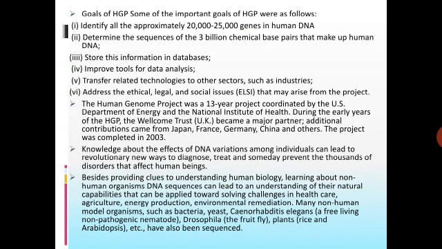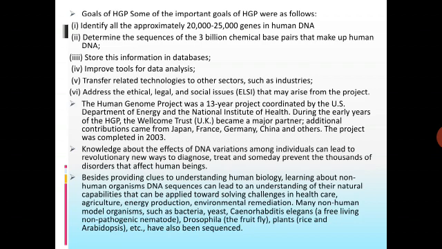Goals of the Human Genome Project. Some of the important goals are as follows. Identify all the approximately 20,000 to 25,000 genes in human DNA. Determine the sequences of the 3 billion chemical base pairs that make up human DNA. Store this information in databases. Improve tools for data analysis. Transfer related technologies to other sectors such as industries. Address the ethical, legal and social issues that may arise from the project. So these are the goals of the Human Genome Project.